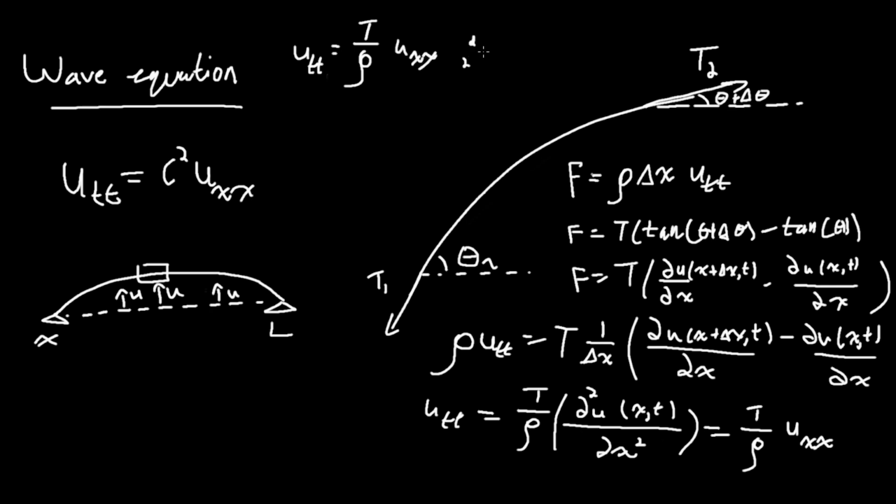That therefore means that C squared is equal to tension over linear density, or rather C is equal to the square root of tension over linear density. It's factual, guys. It's been proven.